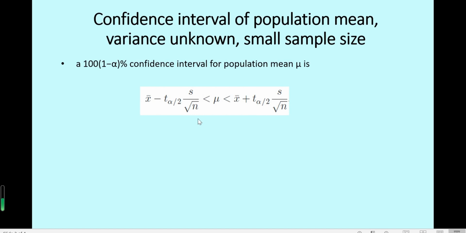So after we transform the term from the previous formula, we can get the 100 times (1 minus alpha) percent confidence interval for the population mean mu is between this lower limit and upper limit. Where this term is called error term, is the t value at half alpha times s divided by square root of n. So t half alpha is the t critical value at which the upper part of the probability on the density curve equals half alpha.